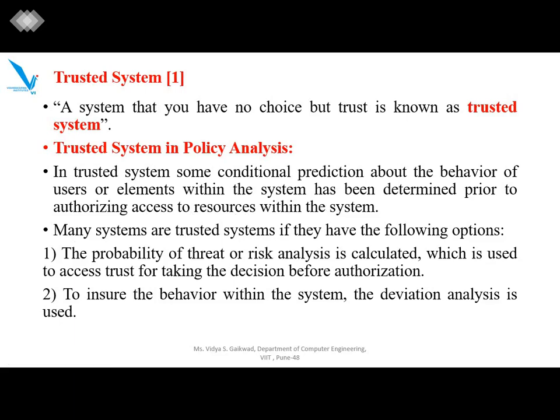Right? So, whenever any system wants to access something, before accessing the resources within the system, whether it is trusted or not trusted will be checked, right? So many systems are trusted systems if they have the following options. The probability of threat or risk analysis is calculated, which is used to assess trust for taking the decision before authorization. Second is to ensure the behavior within the system. So deviation analysis is used here for a trusted system.